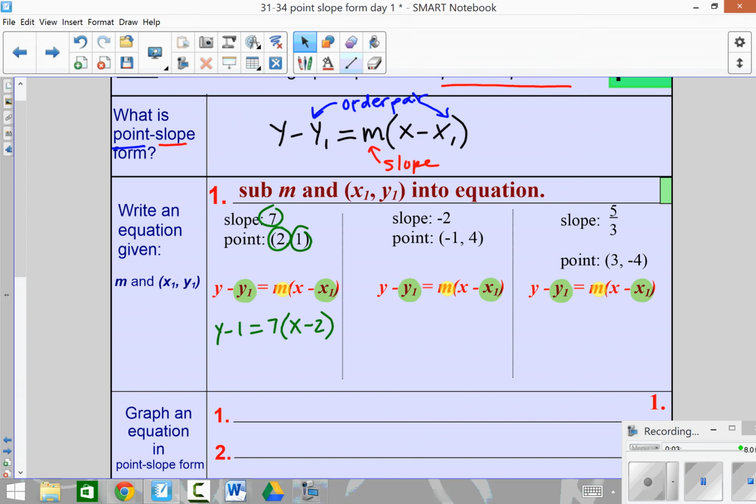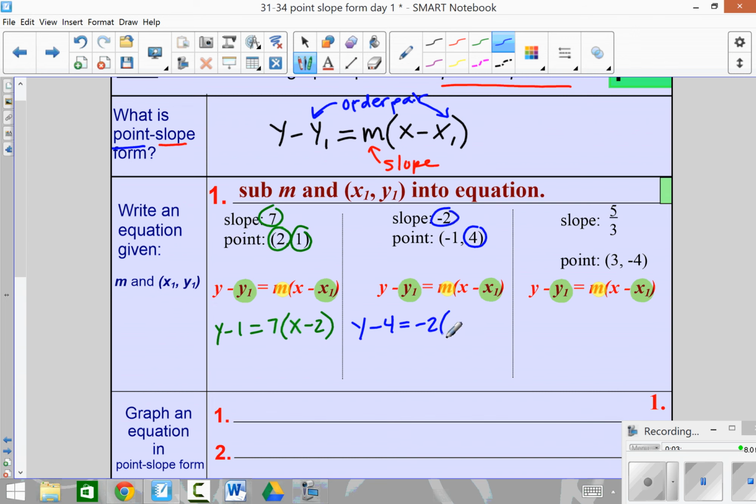Okay? Let's try the second one. Slope of -2, ordered pair -1, 4. So y minus my y1, which is 4, equals my m, which is -2, parentheses x minus my x1, which is a -1. Okay? Now notice you can clean this up. I have a minus and a negative. I'm going to stop, chop, chop, so I'm going to say it's a plus. So the better way to write this is y minus 4 equals -2, x plus 1.